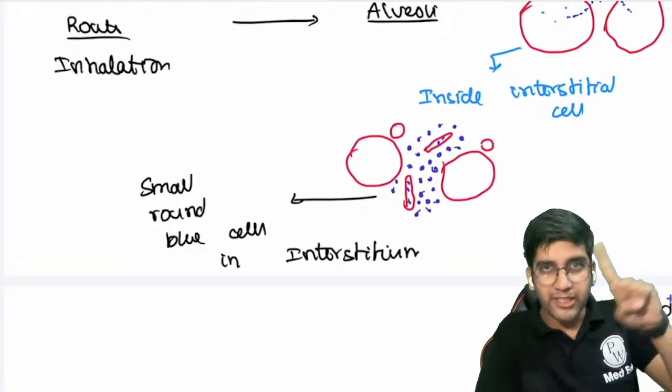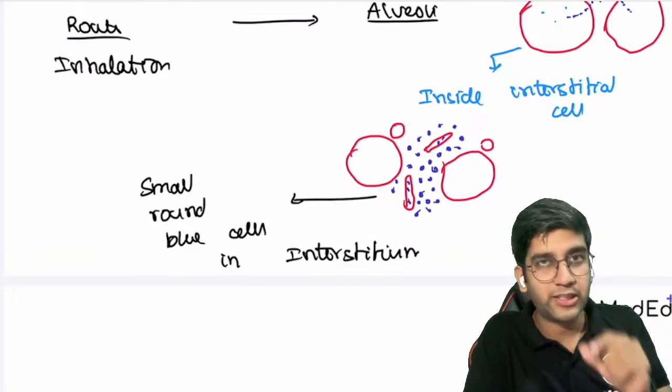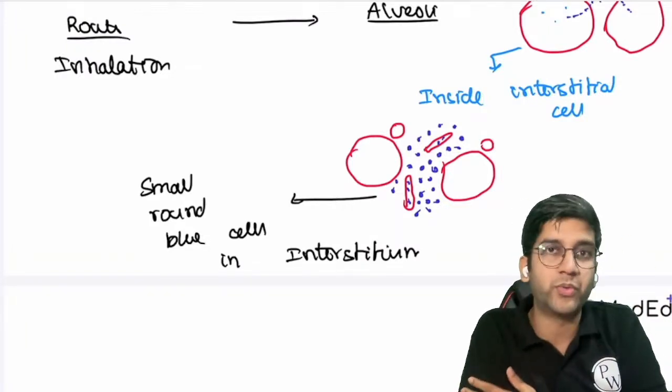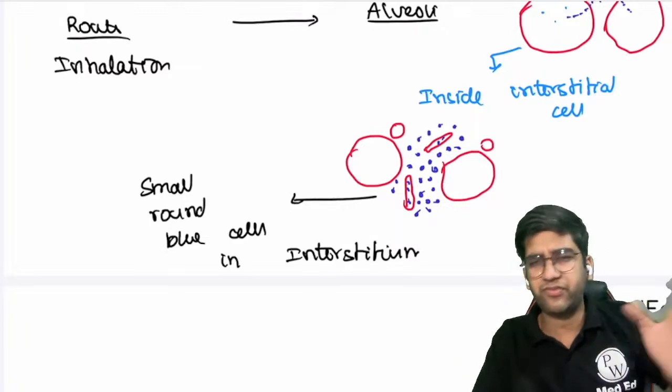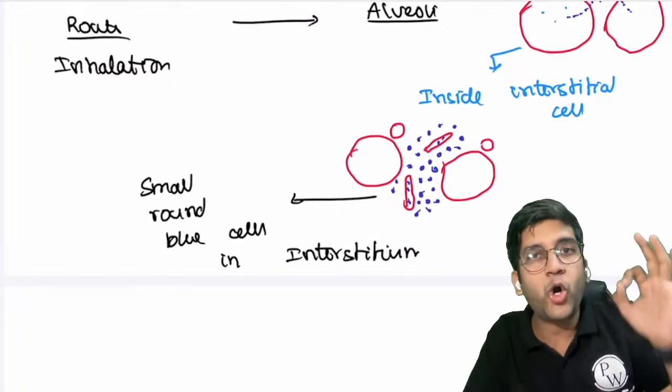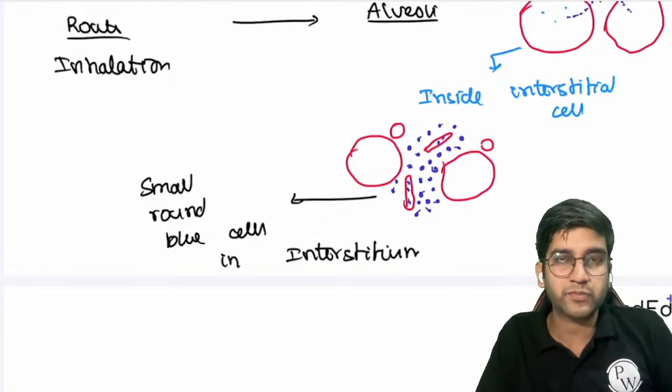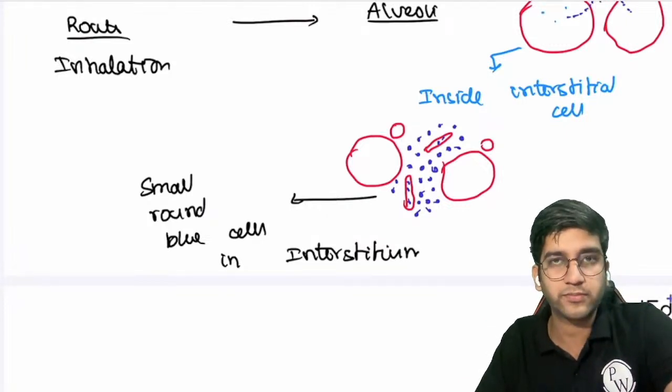So if you take COVID, COVID is a viral pneumonia. I'm not talking about the complications of COVID. Some of your family members definitely must have had COVID. Did all of them have breathing difficulty? Yes or no?